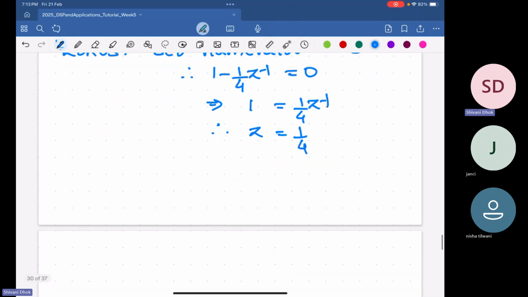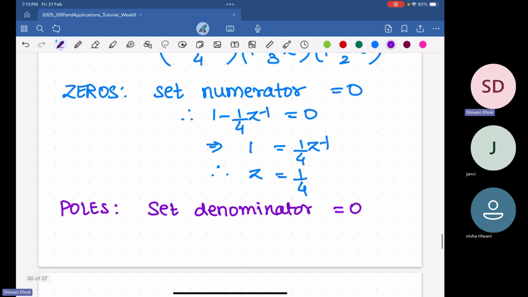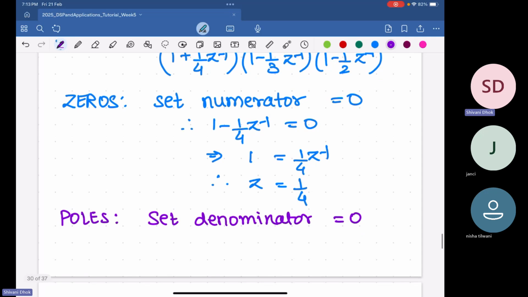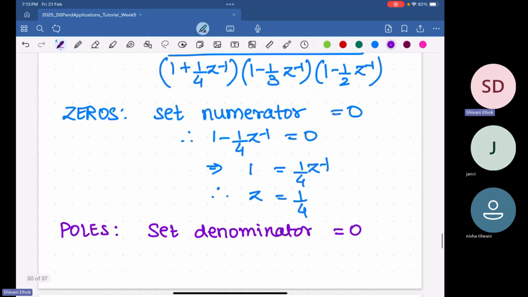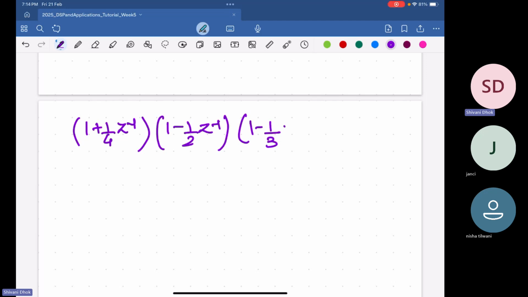Similarly, next we need to figure out what are the poles. So for poles, set denominator equal to 0. Okay. So for that, we can set 1 plus 1 by 4 z inverse into 1 minus 1 by 2 z inverse into 1 minus 1 by 3 z inverse as 0, which means that each of these quantities, or one of these quantities, can be 0.